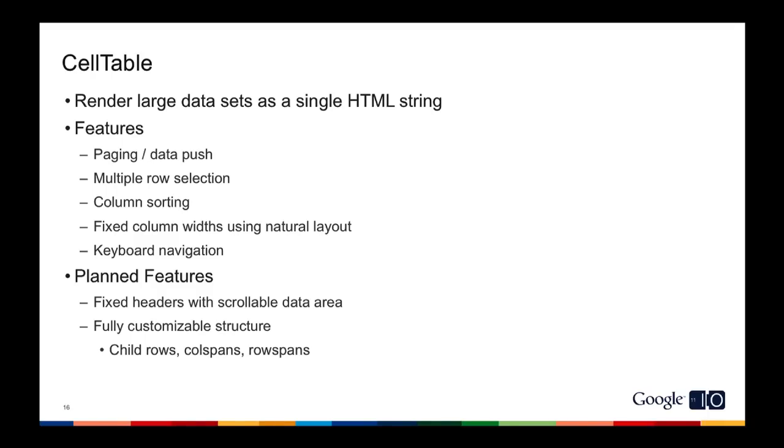Okay, so some of the features that are currently supported: we support paging, multiple row selection, keyboard navigation and row selection, column sorting, and the rest of them. And what we're hoping to add by the end of this quarter is a fixed header and footer with a scrollable content area in the center, and also a fully customized table structure. So row spans, col spans. You can do things like have expandable rows by just creating multiple rows and indexing everything past the first row.